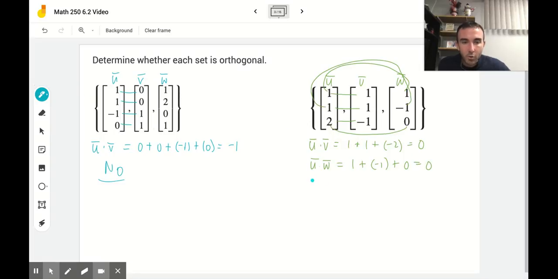The last thing I need to check is v with w. Just switch out the color. So that's 1 and 1 is 1. 1 and -1 is -1. And -1 and 0 is 0. So that gives me a grand total there of 0 also. So because I have all 3 pairs with dot product 0, the answer here would be yes. Meaning if I graph these out, the vectors will be perpendicular to one another.